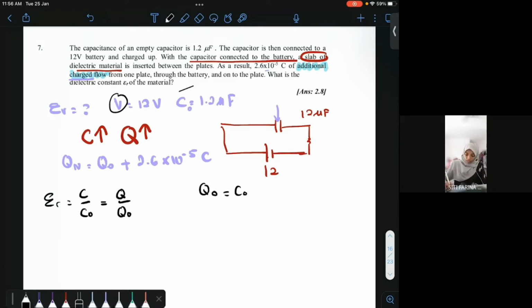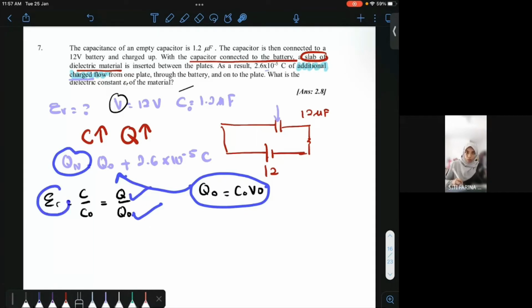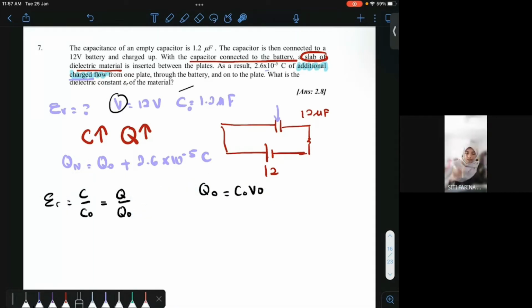Q naught adalah C naught, V naught. Kenapa nak cari Q naught? Because once you have got your Q naught, you can insert here, you can get your Q yang baru. Therefore, Q naught ada, Q baru ada, boleh cari epsilon R. Okay, so C naught 1.2 micro, V adalah 12, tekan calculator, you should get your 1.2 exponent negative 6 times with 12, 1.44 times 10 negative 5 coulomb. Ini yang initial. Okay.